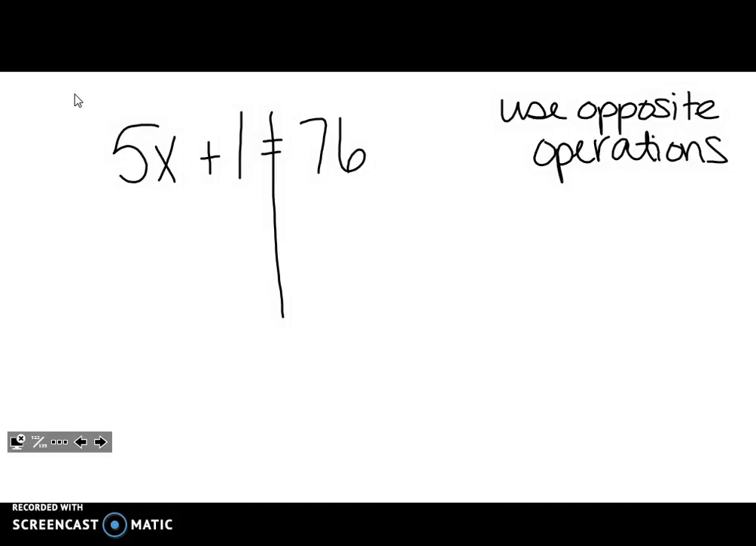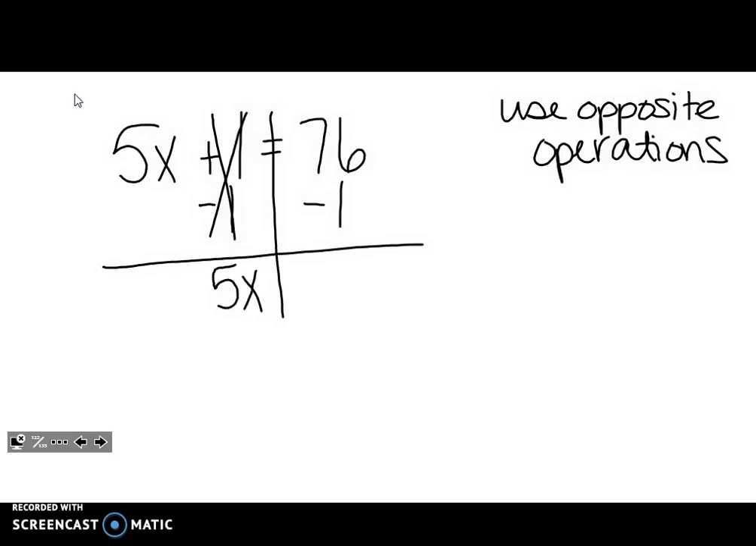So I'm going to move the plus 1 first, so I have to change it to a minus 1. That gets rid of them on the left. I'm going to bring down the 5x, and I'm going to take 76 minus 1, which is 75.